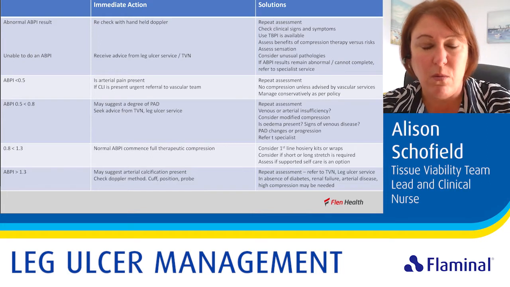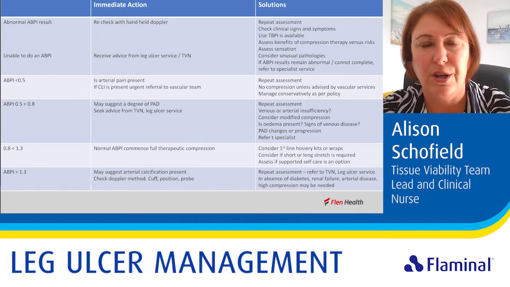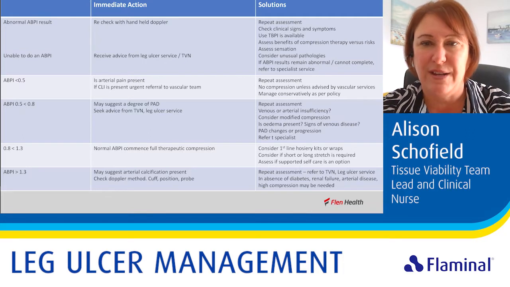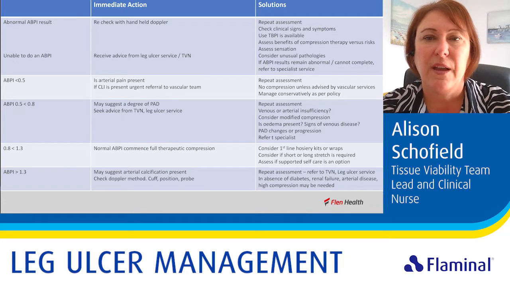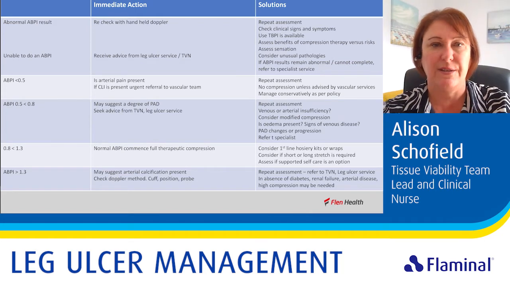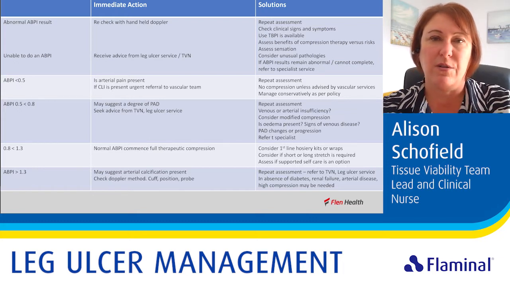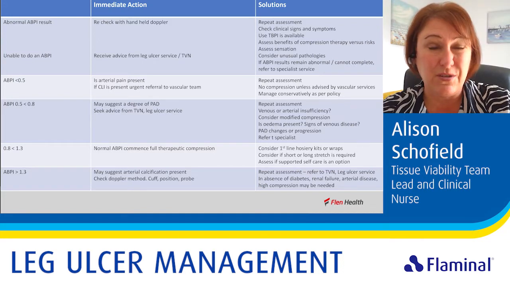And then we need to look at what benefits are we weighing up here. Is the therapy of the compression going to be advantageous to the patient versus the risks? So we need to be assessing the sensation to the foot, consider any different pathologies, and if the ABPI results remain abnormal, and we just can't complete them at all, then refer to your specialist services. If the ABPI is below 0.5, then we're considering that obviously there's some arterial involvement here. So again, repeat the assessment just to double check.